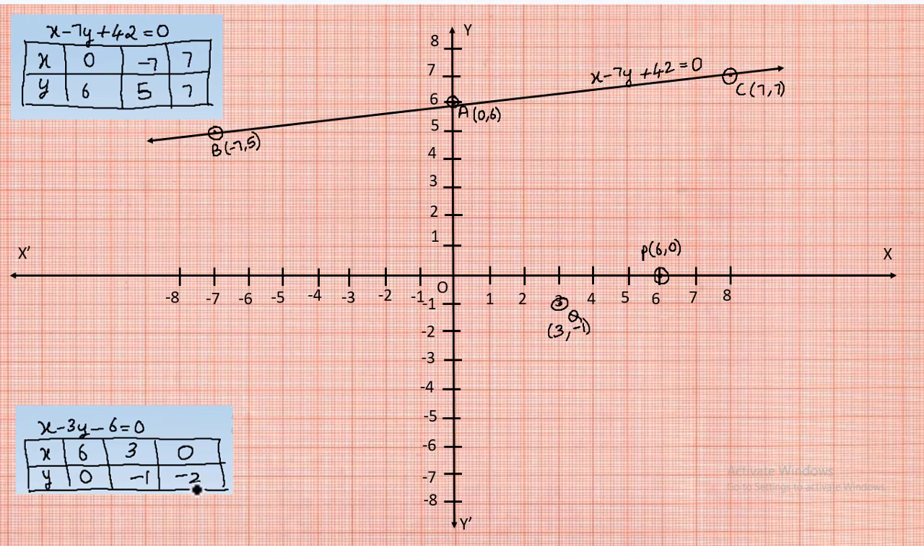Similarly, the third point is at x equal to 0 and y equal to minus 2. So this is the point. Again, let us take this point as R at x equal to 0 and y equal to minus 2. Now draw again a straight line intersecting all the 3 points. So this is the straight line we obtain, which represents the equation x minus 3y minus 6 is equal to 0. So this is how we represent the two equations and the given condition in the question graphically.